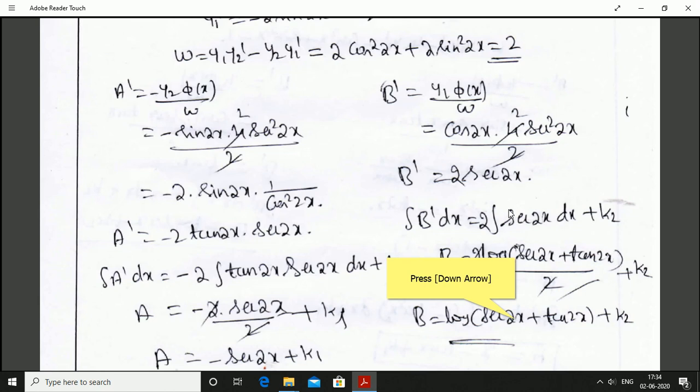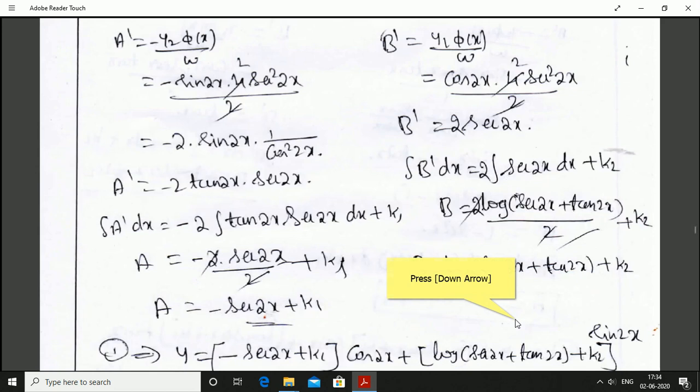Integral of a dash dx is minus 2 constant tan 2x into secant 2x, integration is secant 2x divided by 2 plus k1. 2 gets cancelled: minus secant 2x plus k1. B dash is equal to y1 into phi of x divided by W. y1 is cos 2x, phi of x is 4 secant square 2x, W is 2. On simplification, it comes out as 2 secant 2x. 2 constant. Integration of secant 2x dx is logarithm of secant 2x plus tan 2x divided by 2. 2 gets cancelled plus constant of integration k2. B is equal to logarithm of secant 2x plus tan 2x plus k2.